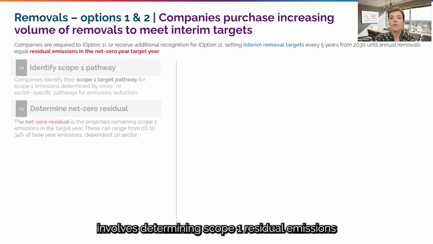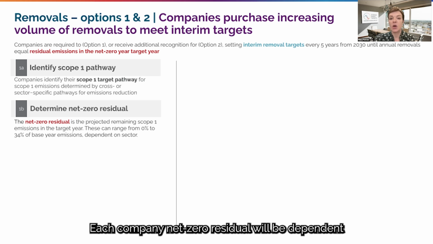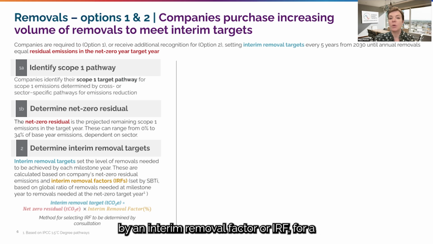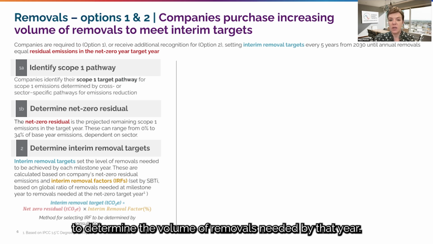Step one involves determining scope 1 residual emission at the net zero year. Each company's net zero residual will be dependent upon their sector-specific residual emission allocation. In step two, companies multiply their net zero residual by an interim removal factor, or IRF, for a given milestone year to determine the volume of removal needed by that year.